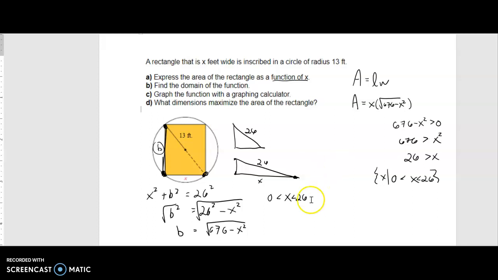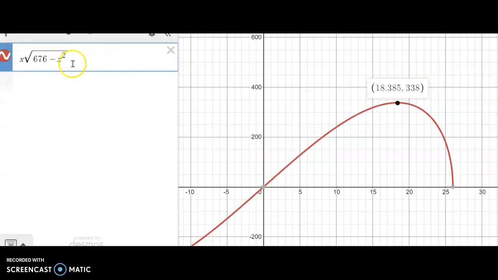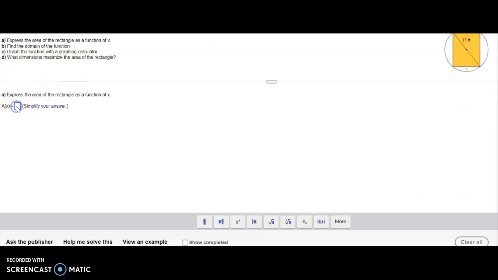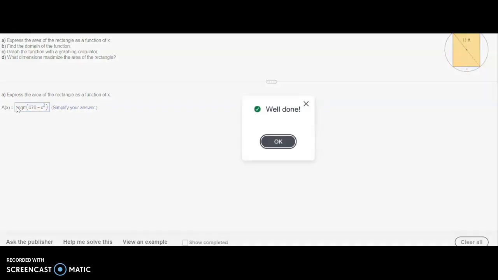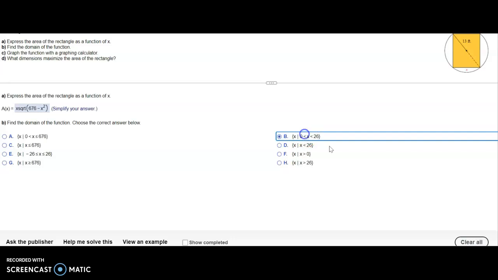All right, now onto the graph. If I graph this guy in Desmos, I get this. So it's x times the square root of 676 minus x squared, and this is the graph. And in my math lab, it's asking about windows. So let's run through it real quick. x times the square root of 676 minus x squared. It likes that answer. We talked about the domain. It's the next question. That's this guy.